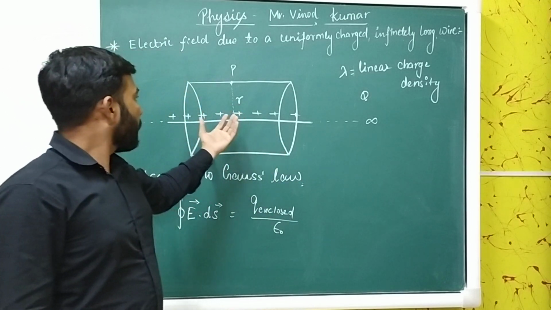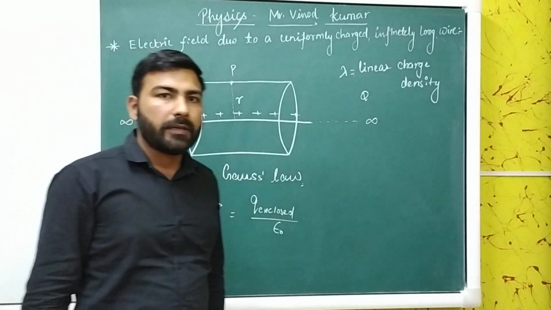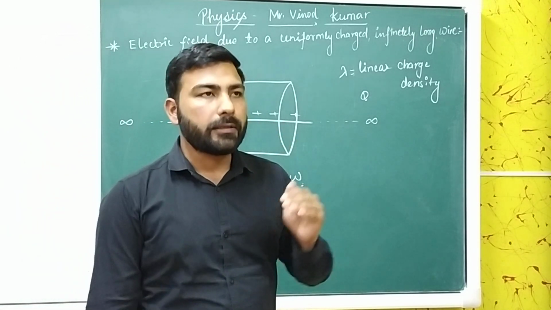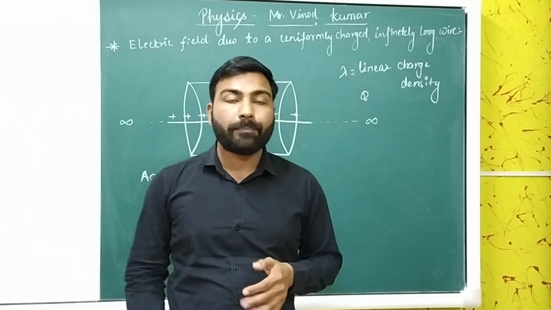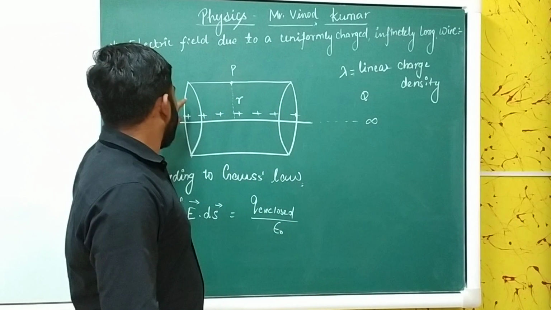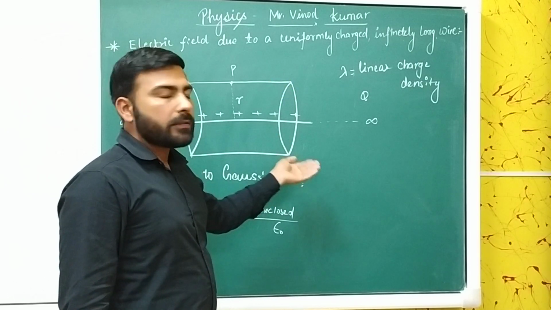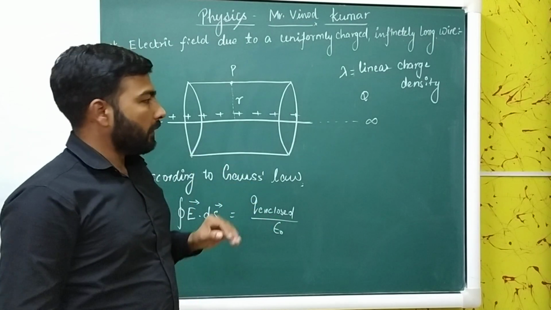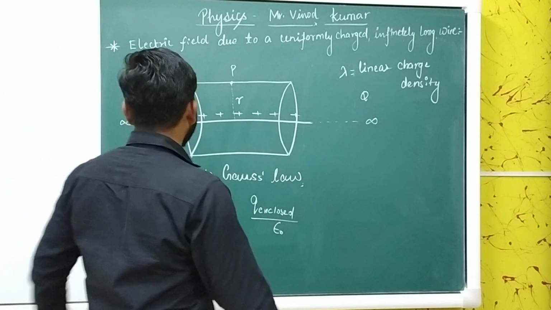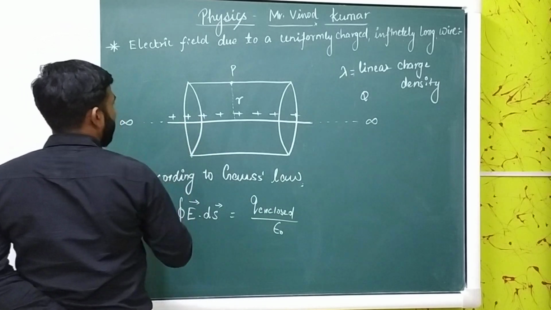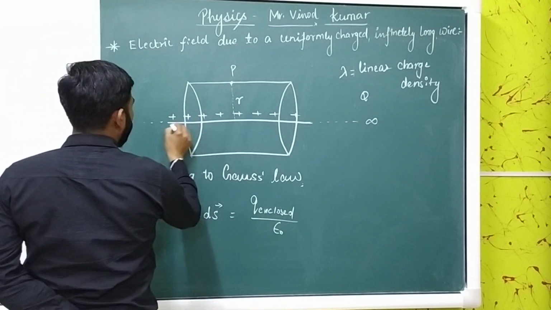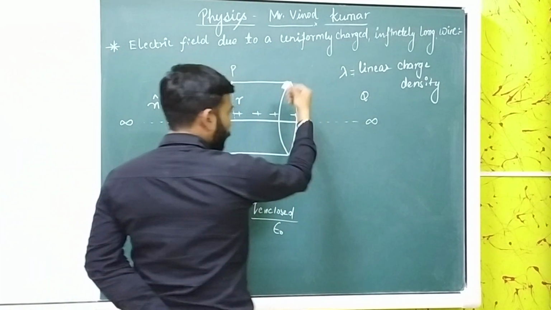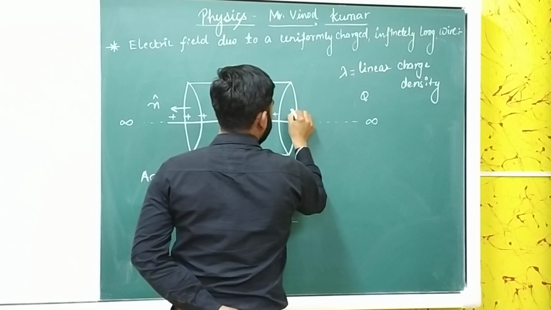Here we have assumed that the closed Gaussian surface is cylindrical, and a cylindrical Gaussian surface has three surfaces. Two are circular surfaces, and one is the curved surface of the cylinder. So let us name them. The first surface is this one, and the area vector due to this surface will be pointing outward.